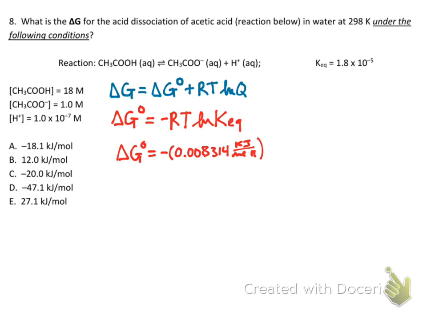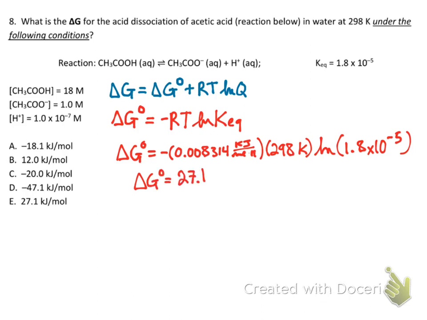Our value for R traditionally, we can see now if all of our answers are reported in kilojoules. So for R, I'm going to use 0.008314 kilojoules per mole Kelvin. Our temperature is 298 K. And our KEQ is up here, 1.8 times 10 to negative 5th. When it's all said and done, we'll end up getting delta G standard equals positive 27.1 kilojoules per mole.